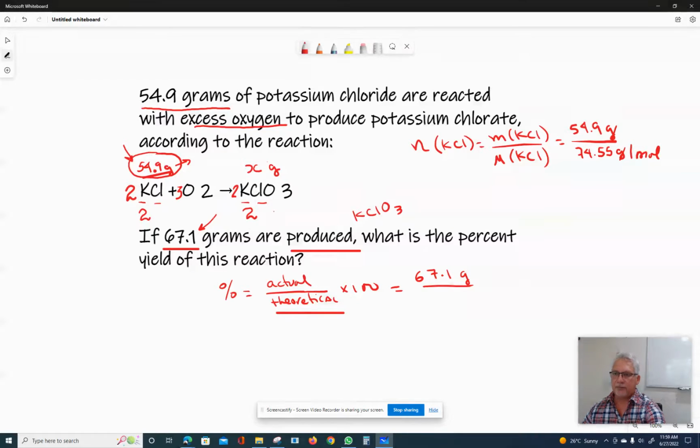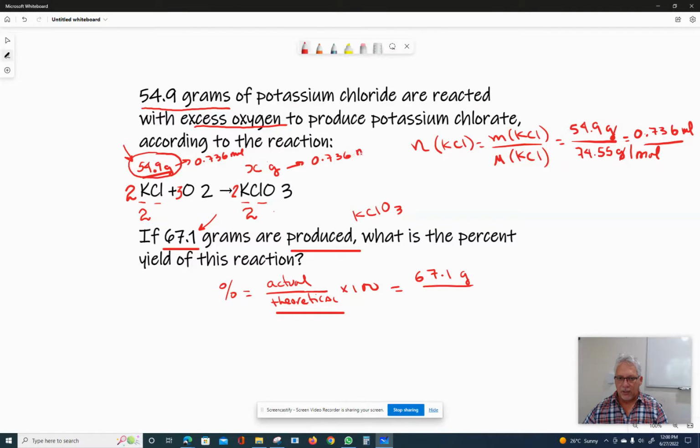And dividing that, I'm going to grab my calculator. 54.9 divided by 74.55, I get the following mole: 0.7346 mole. That will be the amount in mole that I have here, and that will be the same, because it's 2 to 2, the same amount that you get here on the reactant will be on the product.